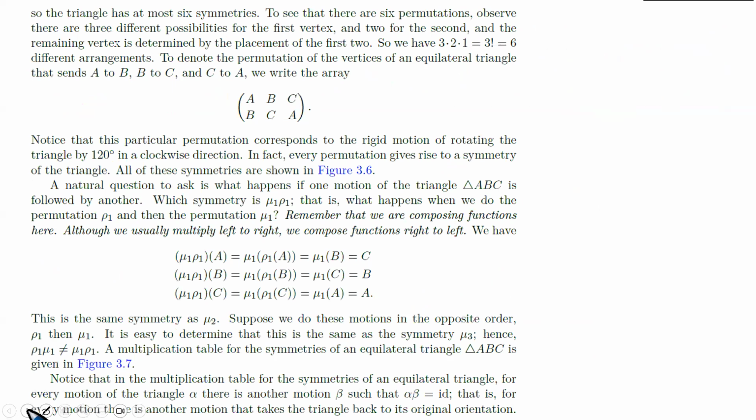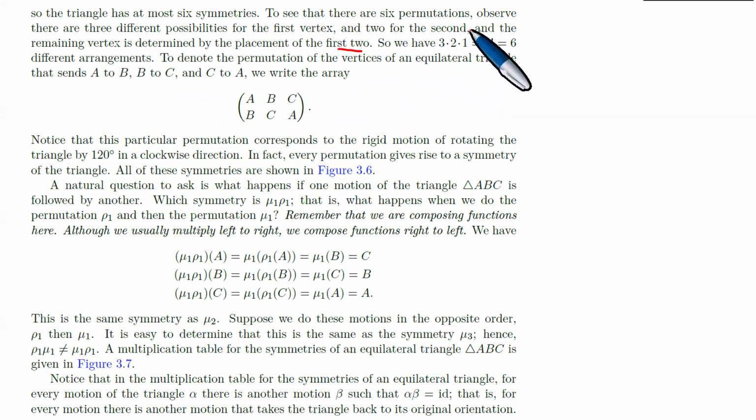Okay, we continue. I want us to have a brief discussion about some of the things that matter. The triangle has at most 6 symmetries. To see that there are 6 permutations, observe: there are 3 different possibilities for the first vertex and 2 for the second, and the remaining vertex is determined by the placement of the first 2. This is very important.